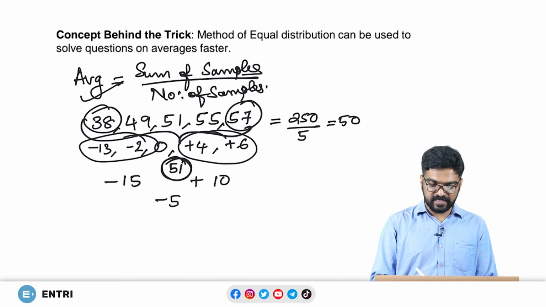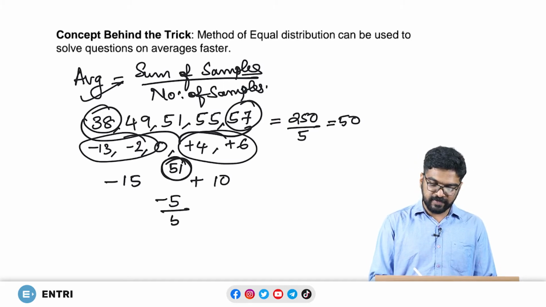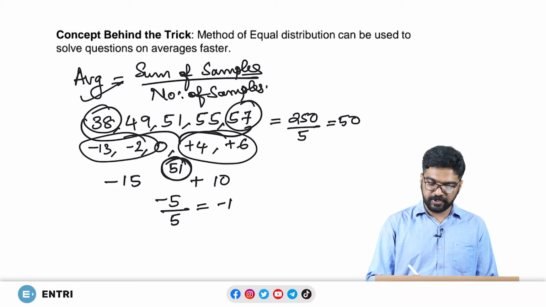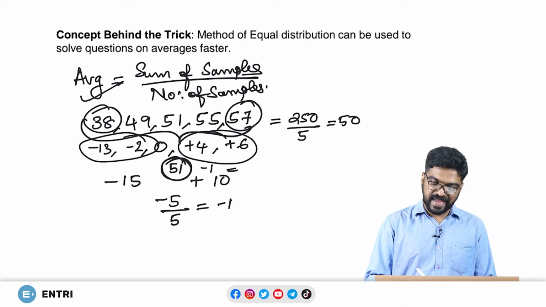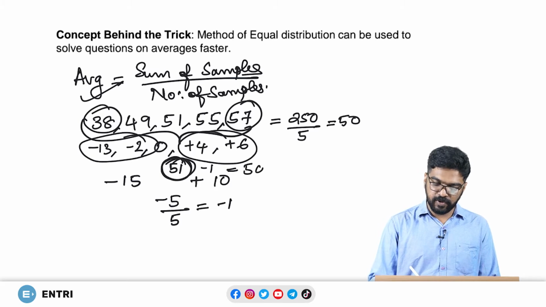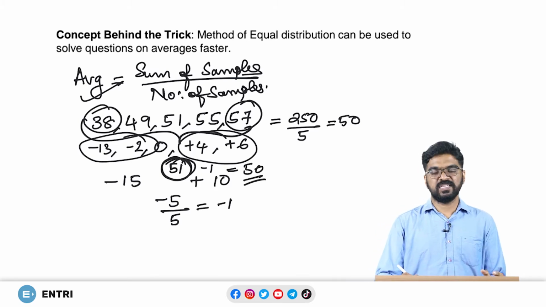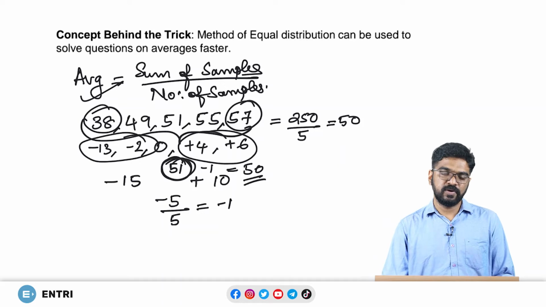So what we do here is we need to find the average deviation that is obtained by dividing this value by 5, because there are 5 values, right? So the average deviation is -1, which means that the actual average should be 1 less than the assumed answer, which will be equal to 50. So this is what we call as the deviation method to find the average of a set of values.